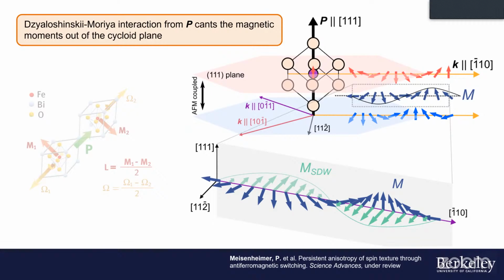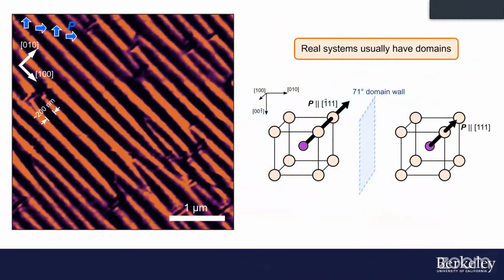What then happens on top of the cycloid is this DMI actually wants to cant the cycloid out of this plane that's defined by P, which is the polarization, and K, which is the propagation direction. So if this plane is the 11-2 bar plane, you have a component that wants to cant in and out of this plane. So as the cycloid cycloids, it wobbles back and forth. And that's very important, and I will talk about it shortly.